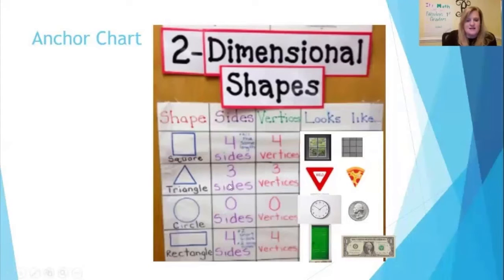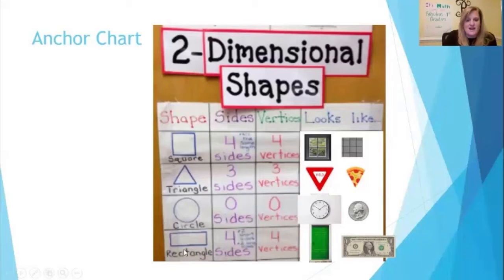Triangles have how many sides? 3. And they also have 1, 2, 3 vertices. You can find yield signs in the shape of a triangle and maybe some pizza in the shape of a triangle. Things in the shape of a circle with 0 sides and 0 vertices might be a clock. You might find a quarter or another coin.